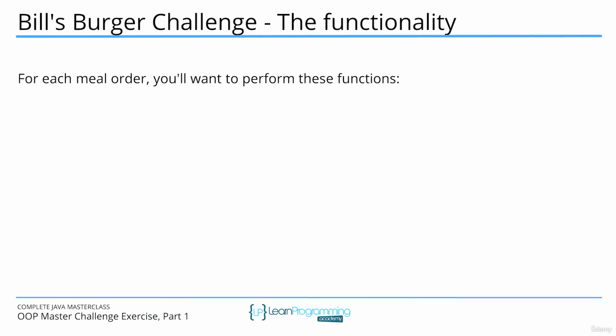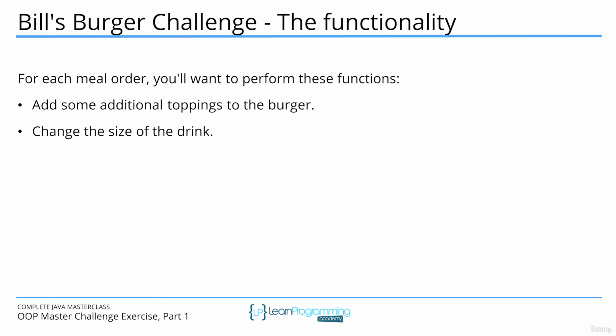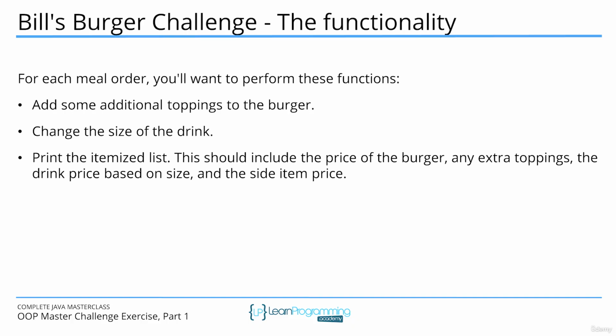For each meal order, you'll want to perform these functions. Add some additional toppings to the burger, change the size of the drink, print the itemized list. This should include the price of the burger, any extra toppings, the drink price based on size, and the side item price. Print the total due amount for the meal. That's the challenge. I hope that makes sense.